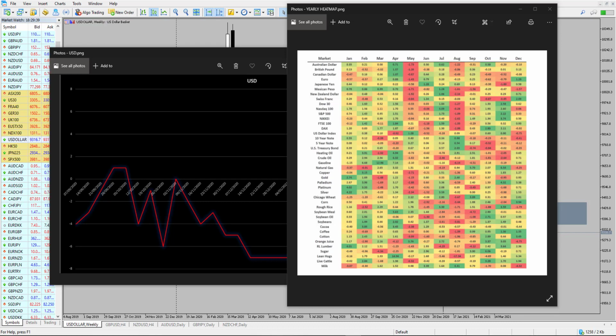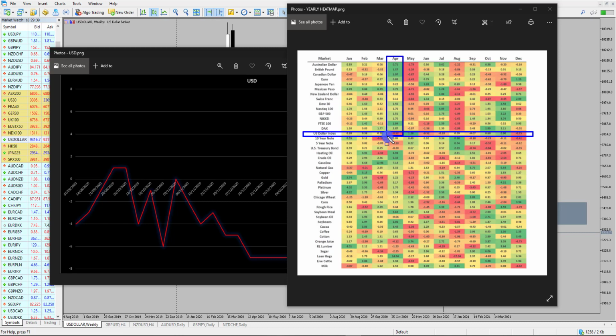Now, typically April isn't a great month for the US dollar. Here I have the yearly heat map, and if I grab the US dollar index out of here and highlight the year to you, its worst performing month is usually the month of April, with the British pound, the Australian dollar, and Canadian dollar performing very well during this month. So the US dollar index is suggesting that April is its biggest losing month.